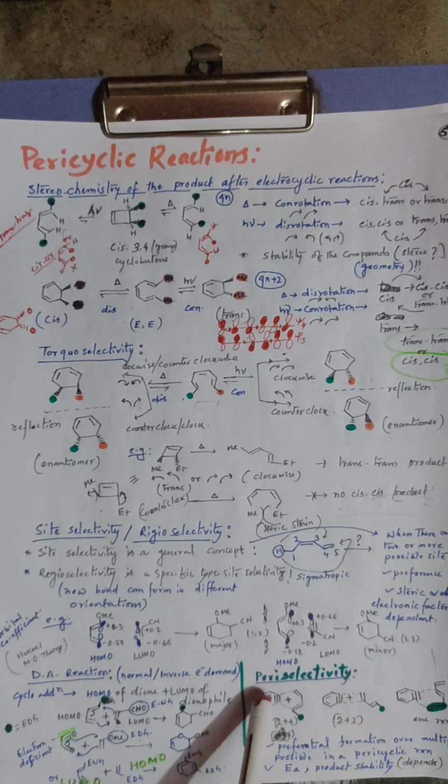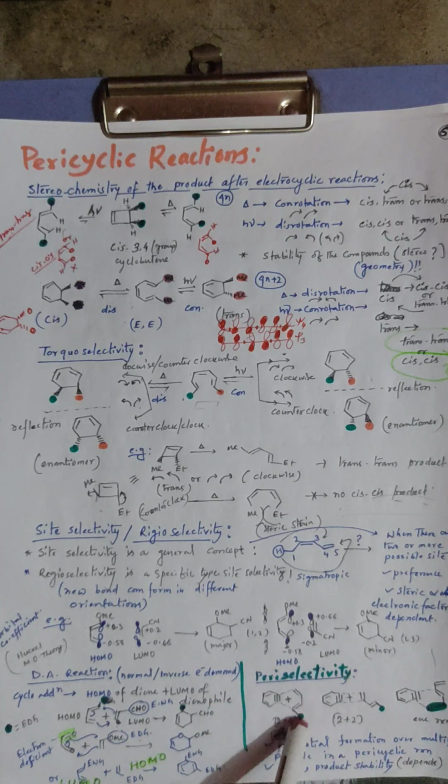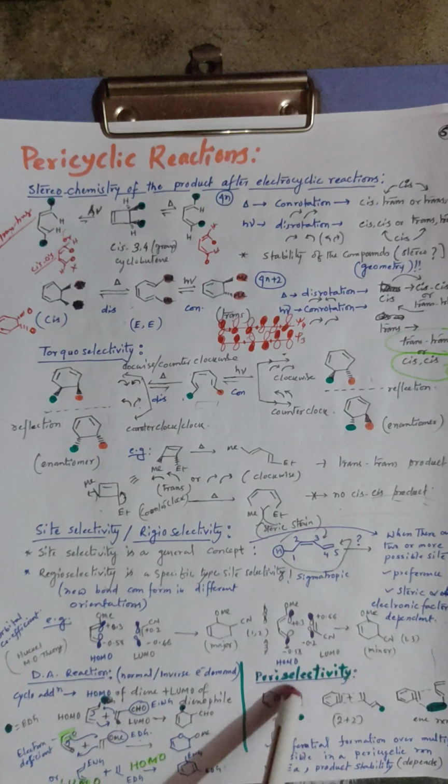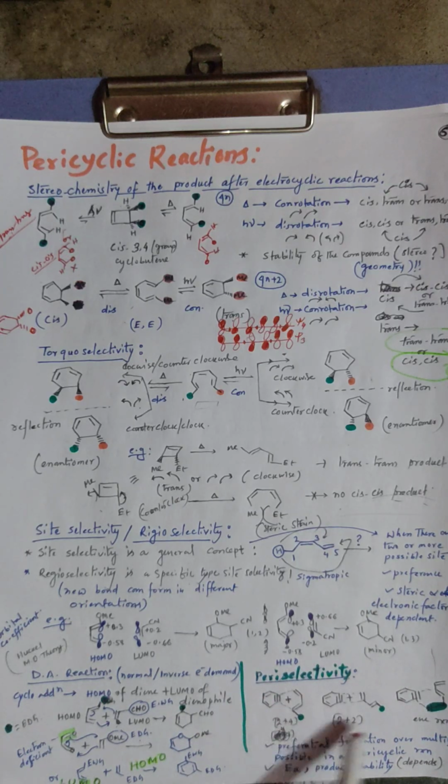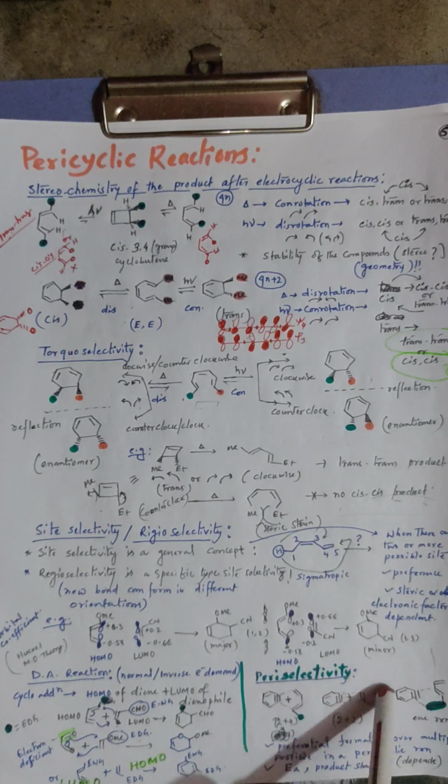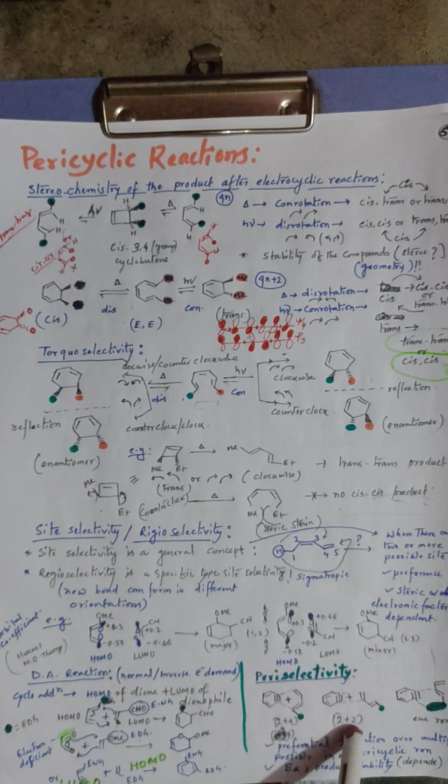Another term of selectivity is periselectivity. What is that? It is a preferential formation of one product over multiple possibilities in a pericyclic reaction. Like in this system, two systems undergo a 2 plus 4 cycloaddition reaction, a 1,3-butadiene type of system plus an arene, or we can say benzene, 2 plus 4. Again, this 1,3-butadiene system, one pi system interacting with this benzene, can give a 2 plus 2 addition product.